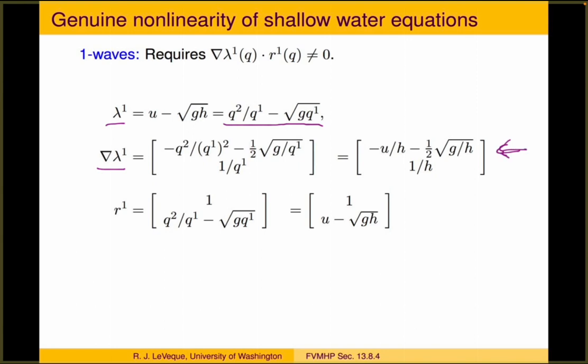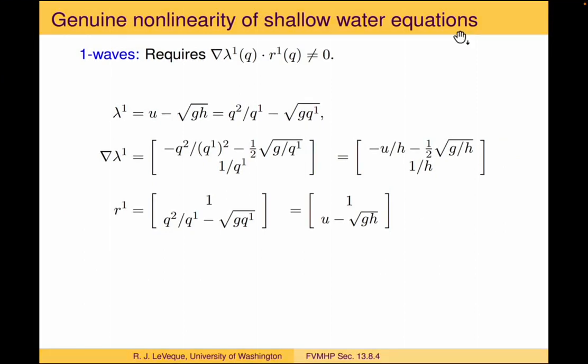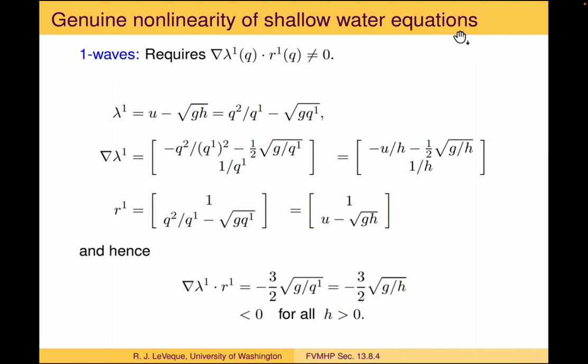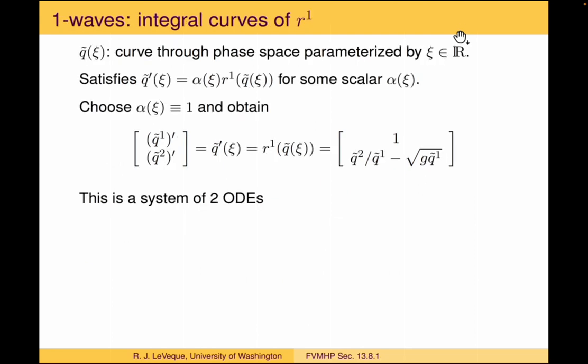And similarly the eigenvector r1, which we've seen before, and now you can just take the inner product of those and confirm that the inner product is always -3/2 times the square root of g over h. So as long as h is positive, fluid depth is positive, that's always strictly less than 0, and this field is genuinely nonlinear. And the second family is as well.